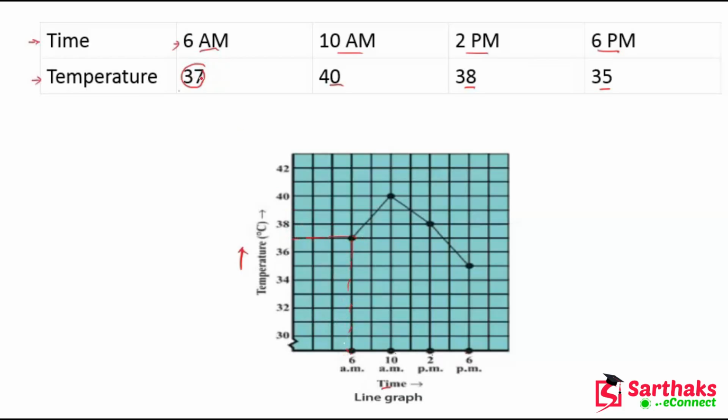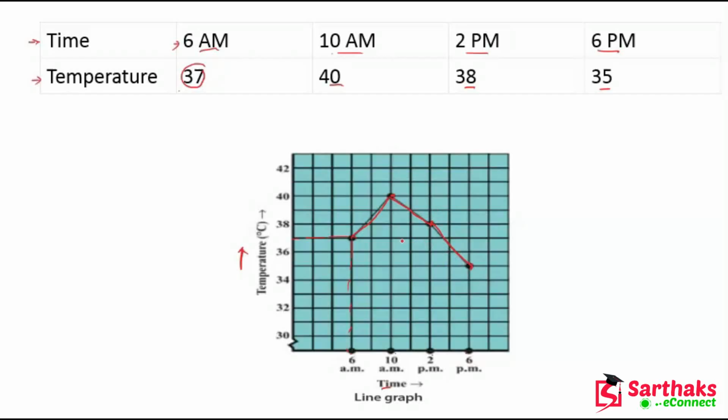The next one: at the time of 10 a.m. the temperature is 40. So this is the point. At the time of 2 p.m. the temperature is 38. And at the time of 6 p.m. the temperature is 35. So if we join these points we get a line. This is the line graph.